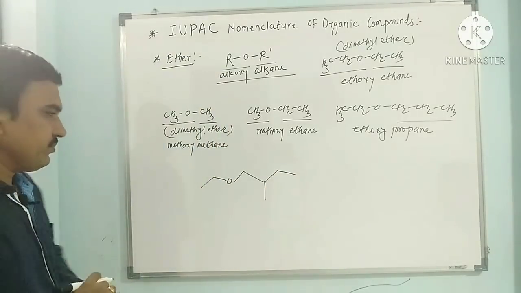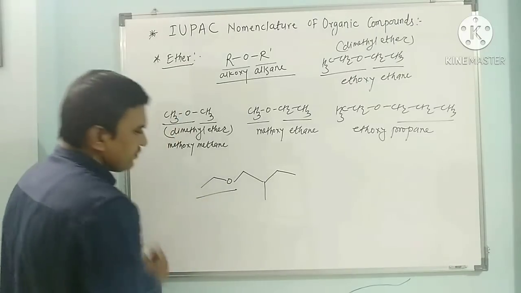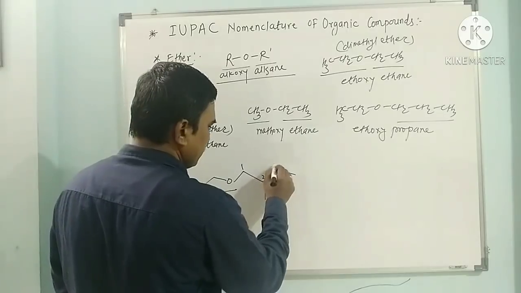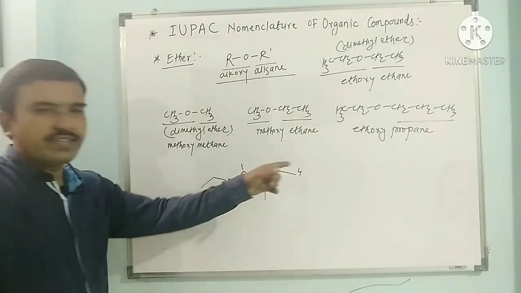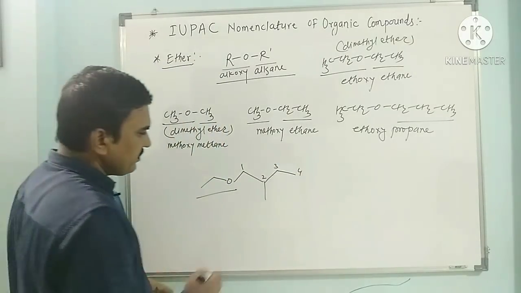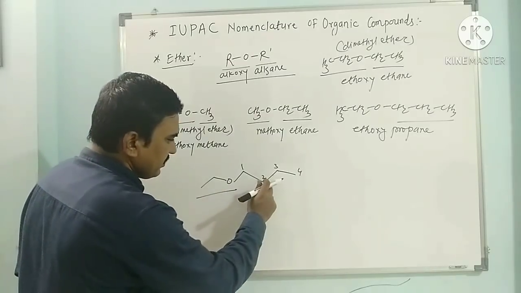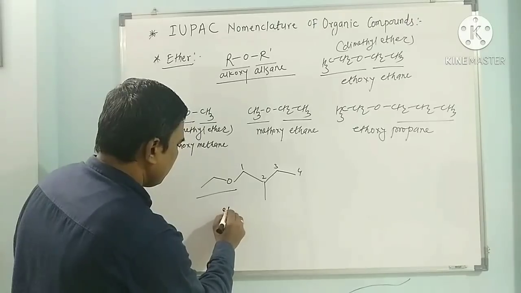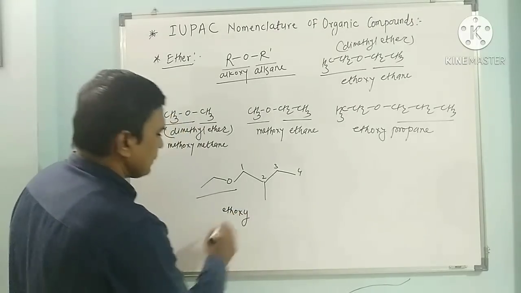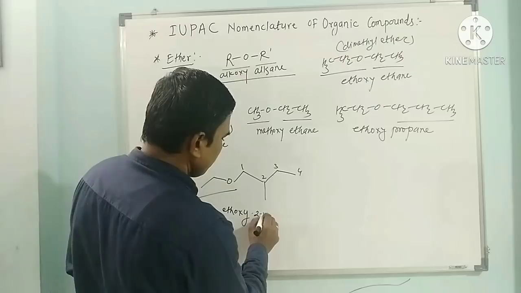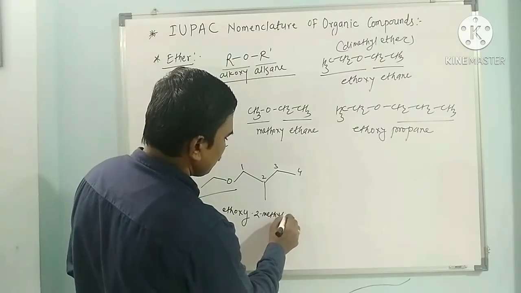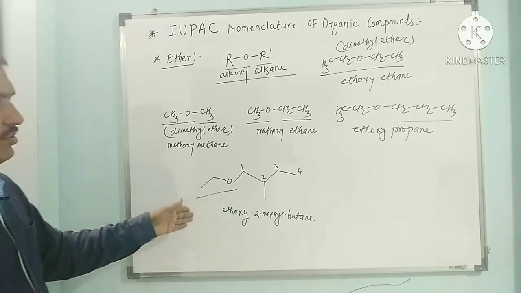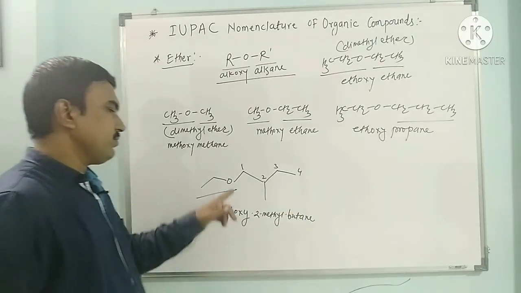If this one, then how is it named? This is ethoxy. This is first, second, third and fourth. This is the alkane. Here this is 1-ethoxy-2-methylbutane. So this is ethoxy, 2-methyl, butane, or 1-ethoxy-2-methylbutane.